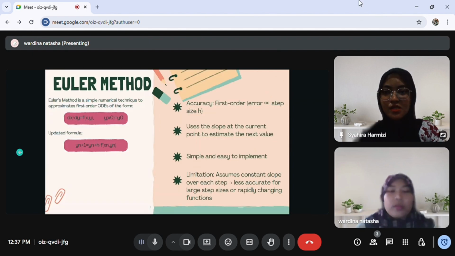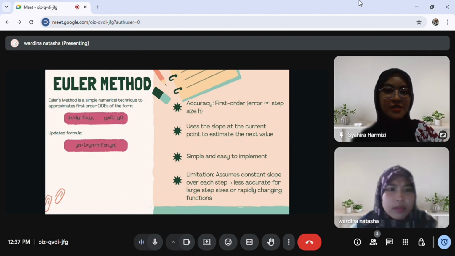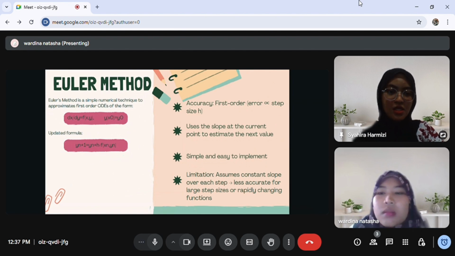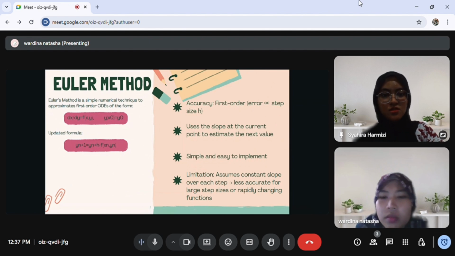Next, the Euler method is a simple numerical technique to approximate first order ODEs of the form shown here, and this one is the update formula. The accuracy is first order, so the error is proportional to the step size, where the error will increase when the step size is increased. It uses the slope at the current point to estimate the next value. The Euler method is very simple and easy to implement, but it has a limitation. It assumes a constant slope over each step, so it is less accurate for large step sizes or rapidly changing functions.